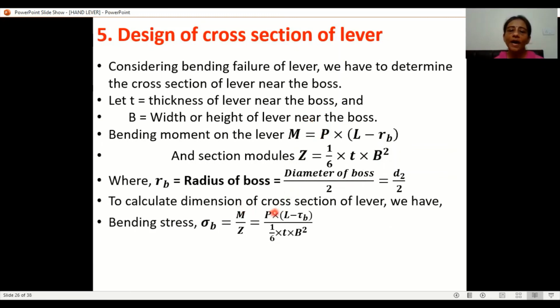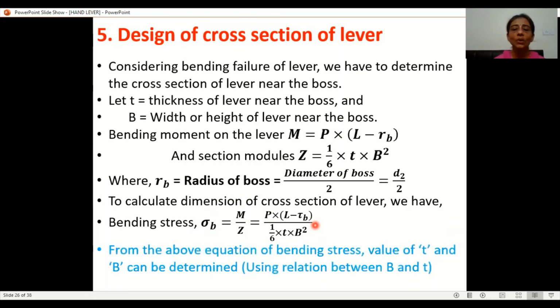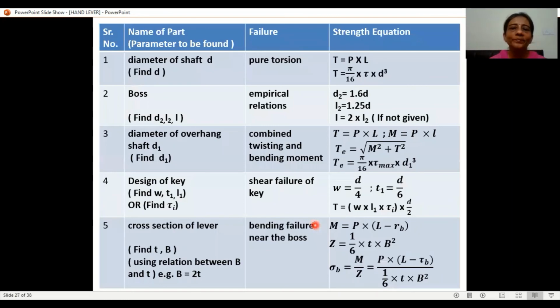Substituting values of M and Z and knowing the values of sigma B, P, L, RB, and using a relationship between T and B, we can find the thickness of the lever and the width of the lever. We need to use some relationship between breadth and thickness, like we can use either B equal to 2T, 3T, 4T, etc. So this is all about the design procedure, students.